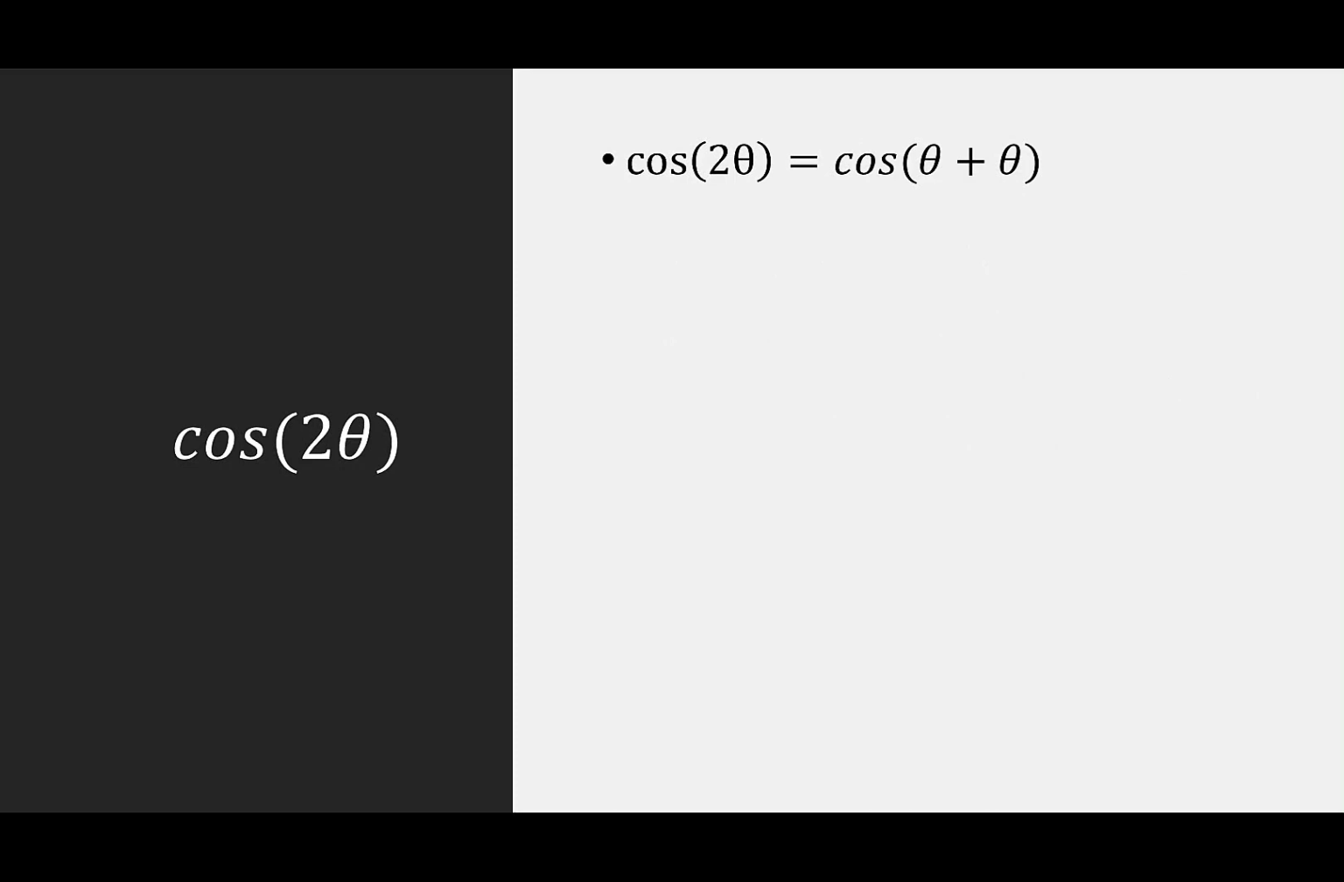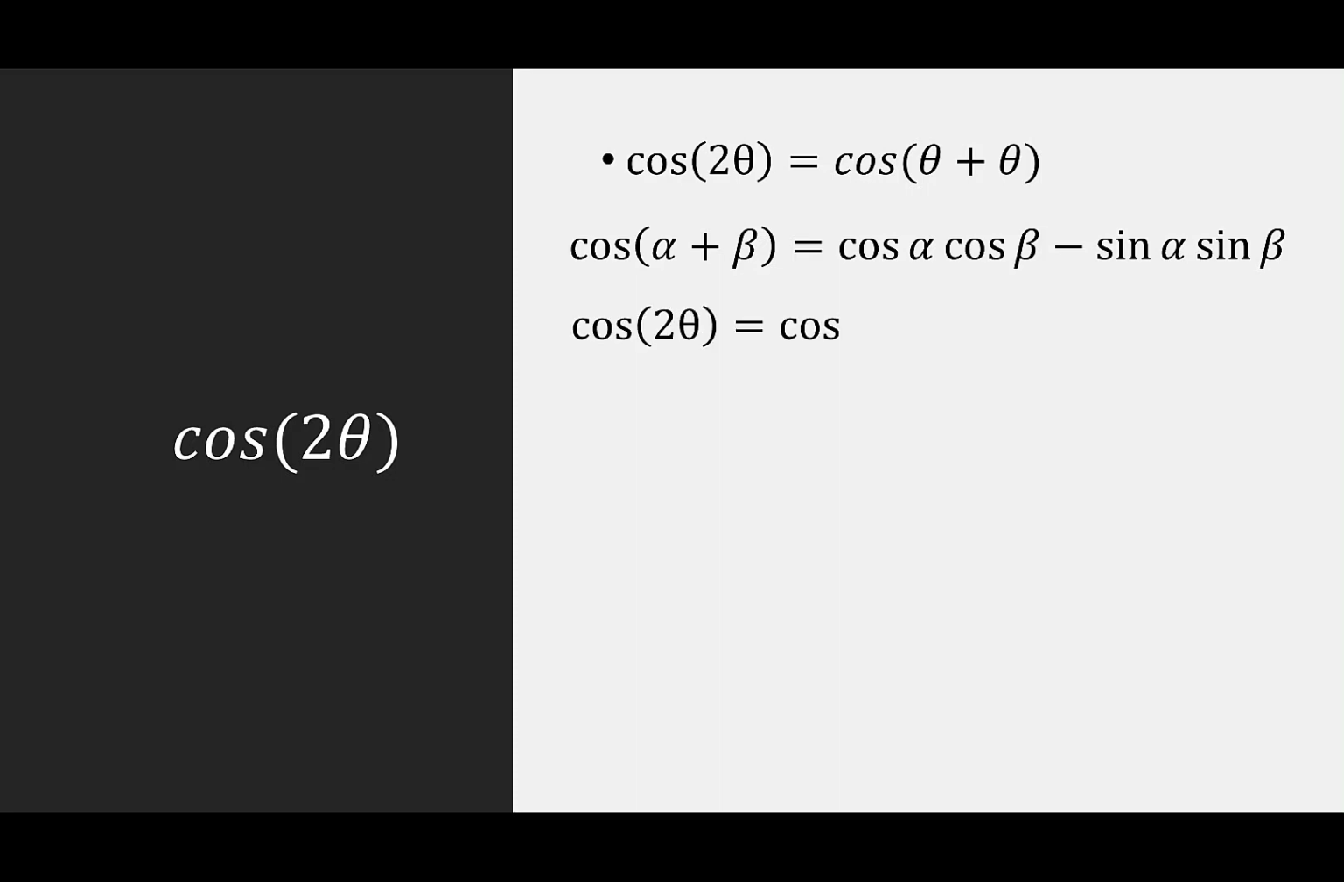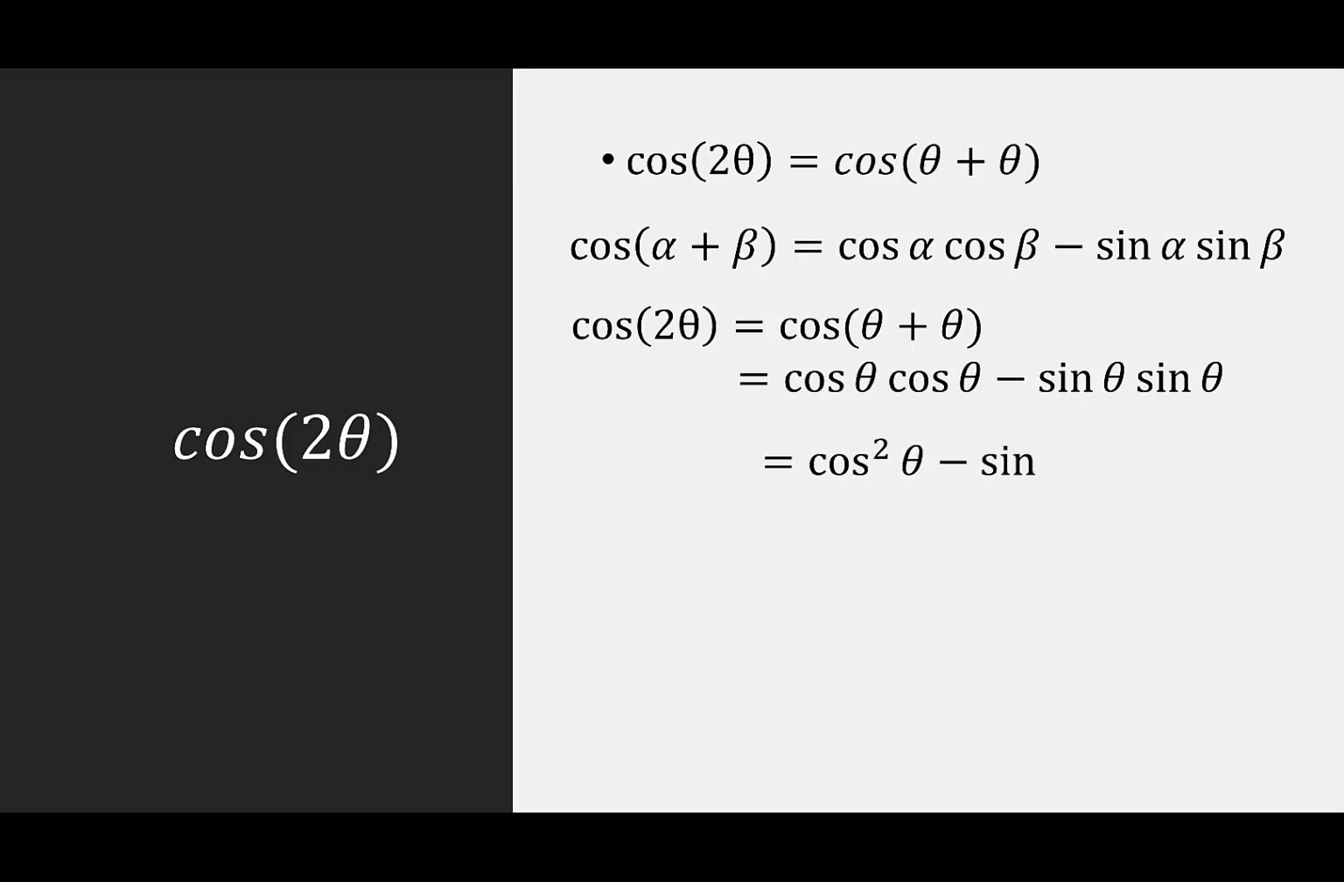Cosine 2 theta will be cosine of theta plus theta. The formula we need to use is that the cosine of alpha plus beta is cosine alpha cosine beta minus sine alpha sine beta. So just like last time, we put in theta for both alpha and beta. We get cosine theta cosine theta minus sine theta sine theta. This reduces nicely to cosine squared theta minus sine squared theta.